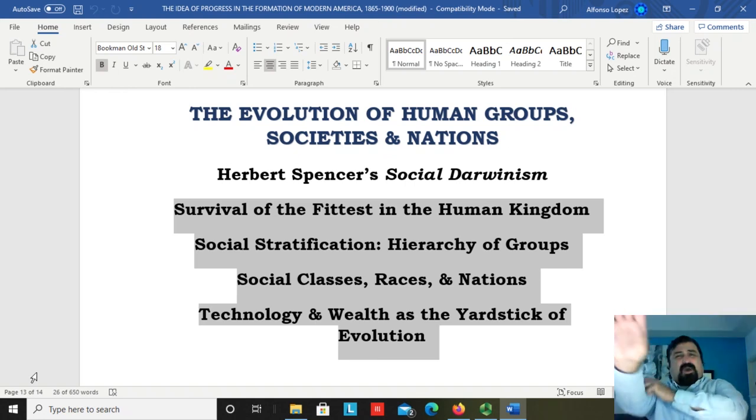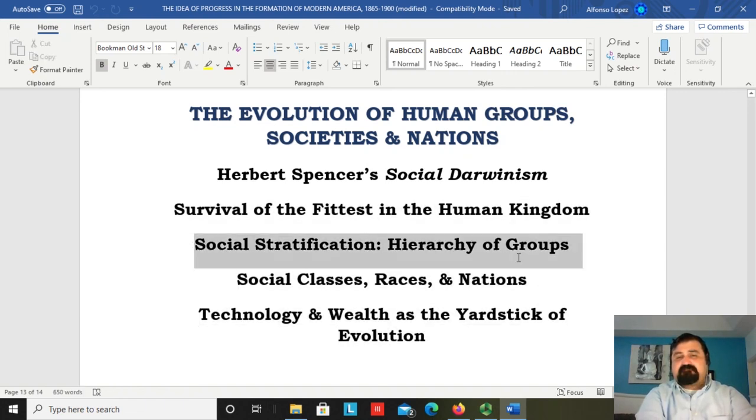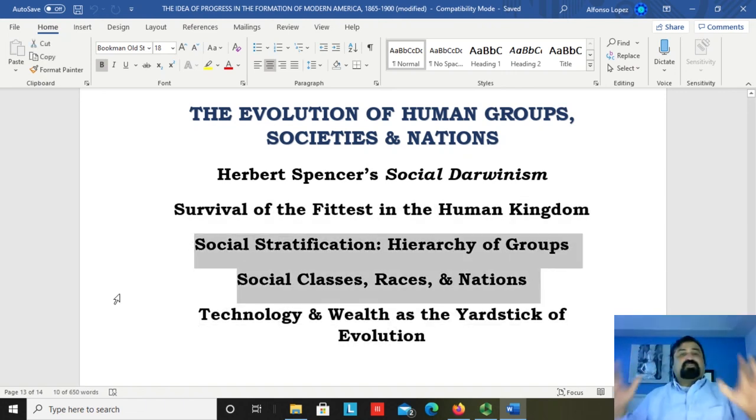So what he proposes is that inside of the human kingdom, you can organize society in a hierarchical fashion. You can actually look at society and very clearly see that there's a hierarchy in society. What is a hierarchy? Simply a ranking system in which some groups are placed on top. They're the dominant, they're the leaders.